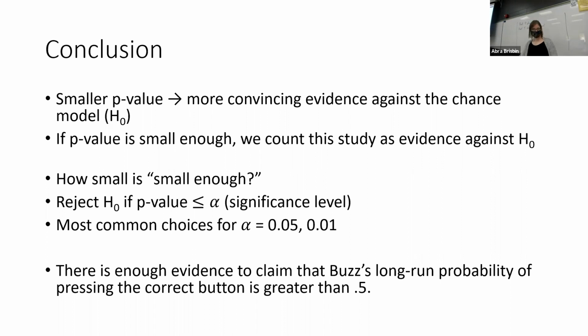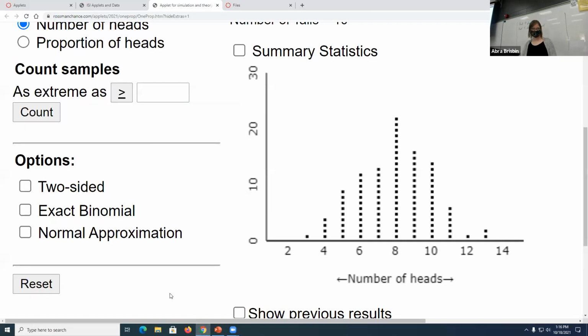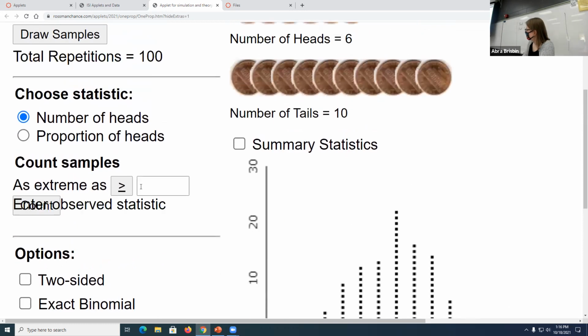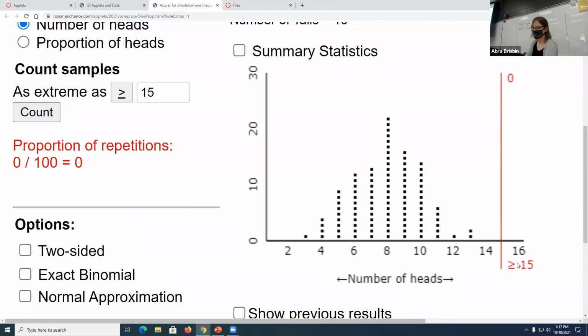So here, let's try this in the applet. We can ask the applet to tell us what the p-value is based on these simulations. So we can count the proportion of samples that are at least as extreme as 15 out of 16. So that was 0 out of 100, which gives us a p-value of approximately 0. So really the p-value is less than 1 out of 100.